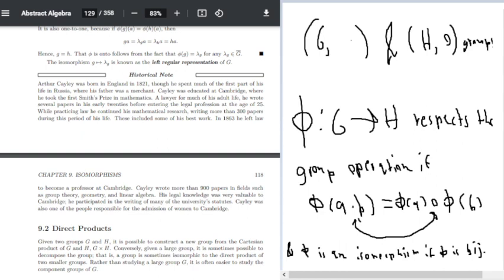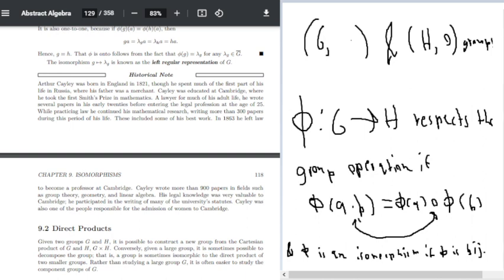Historical note. Arthur Cayley was born in England in 1821, though he spent much of the first part of his life in Russia, where his father was a merchant. Cayley was educated at Cambridge, where he took the first Smith's Prize in mathematics. A lawyer for much of his adult life, he wrote several papers in his early 20s before entering the legal profession at the age of 25.